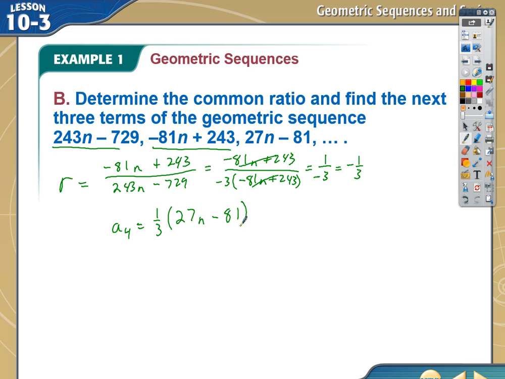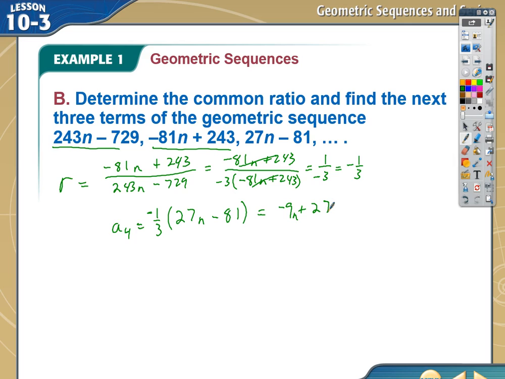Notice that because my ratio is a fraction, my numbers get smaller. When my common ratio is a whole number or something above 1, my numbers get bigger. Okay, so essentially divide each side by 3, and what do I get? I get this being a negative 9n plus 27.